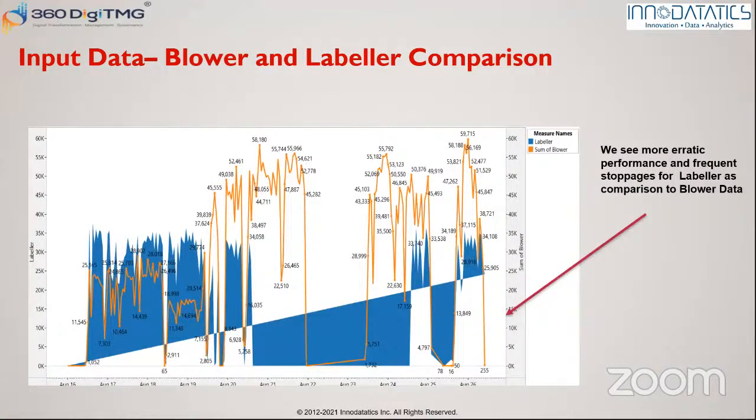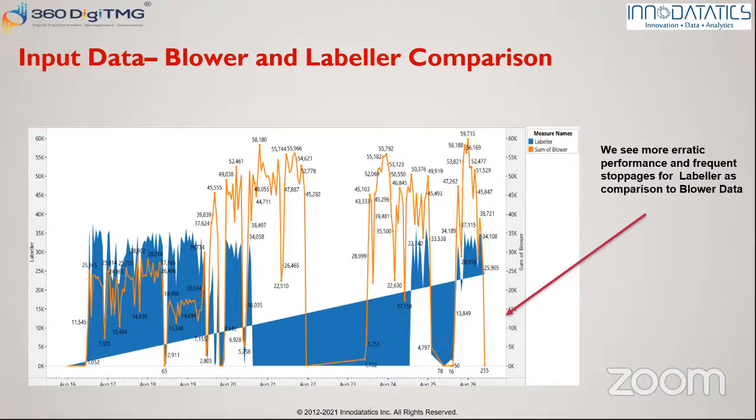This is a blower and labeler comparison. The blue data here shows the labeler, and the orange line chart shows the blower performance, against the readings, the time series data. So what we infer here is that obviously the labeler has more stoppages or erratic performance compared to the blower, when you see zero values here. That's what we can infer from this chart.